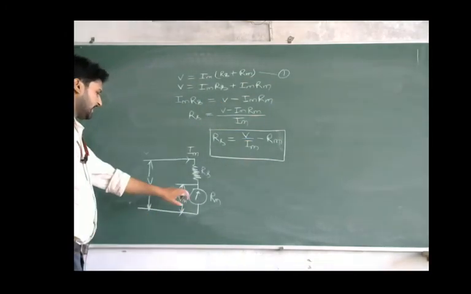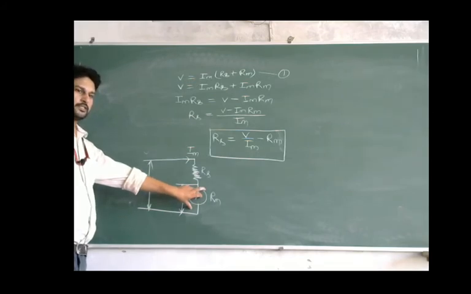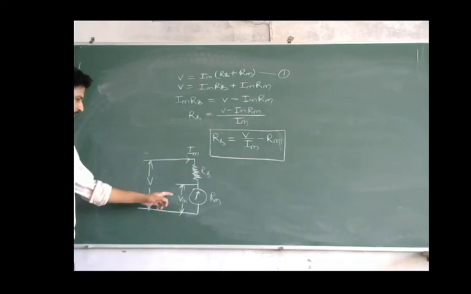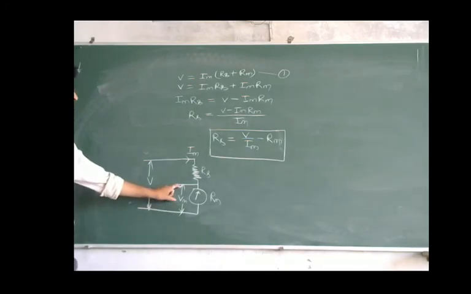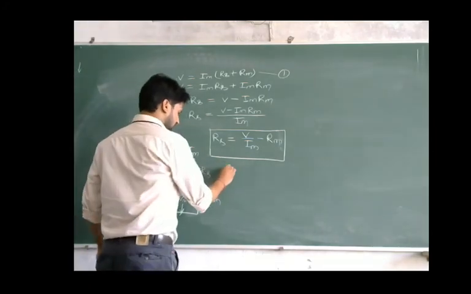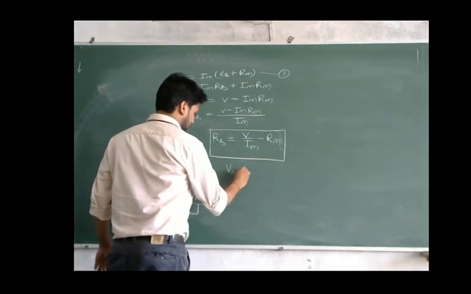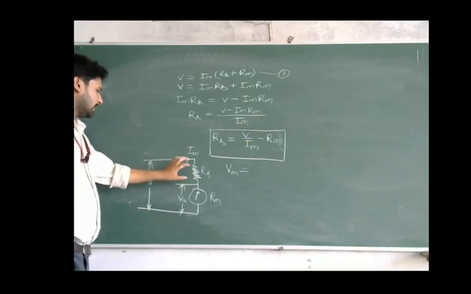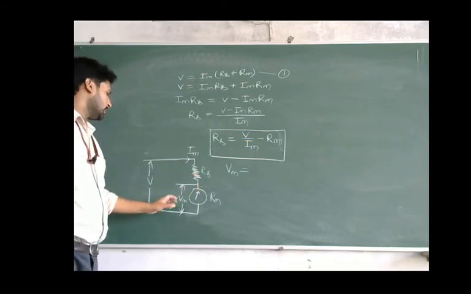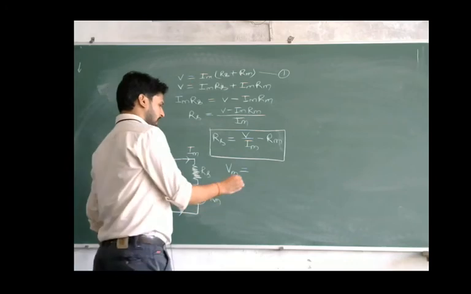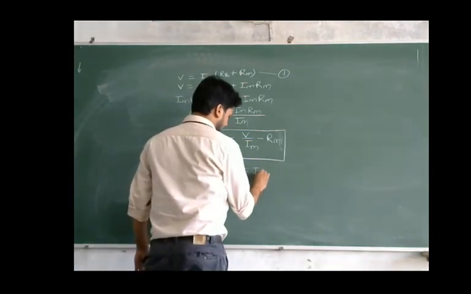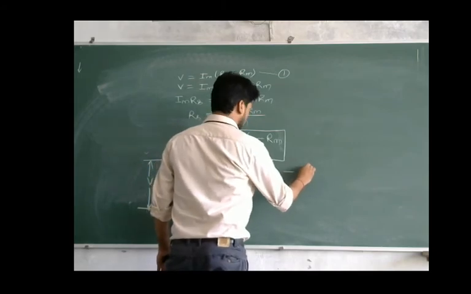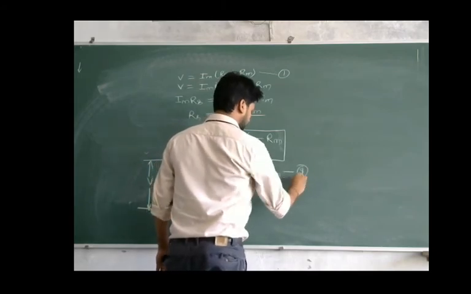Because the voltage across the meter is Vm, we can write Vm is equal to the current through the meter, Im, times the resistance of the meter, Rm. So we can write Vm as Im into Rm. This is equation number 2.